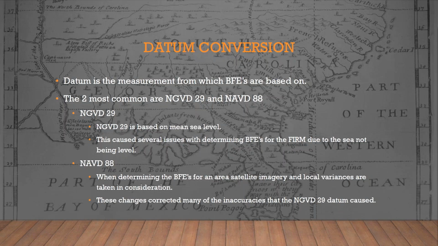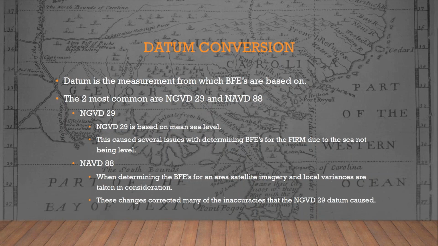So, datum conversions: just a brief history. Basically, you have two datums that FEMA allows us to use. One of them is NGVD 1929, and the other datum is NAVD 88. In the 1920s, when the country first started being mapped, they decided to use what would be mean sea level, known as NGVD 29. Because the sea levels are not level, this was causing inaccurate datums across the U.S. and creating inaccurate base flood elevations. So when satellite imagery came in, they started using NAVD 1988, the North American Vertical Datum 88, which is the most recent datum.